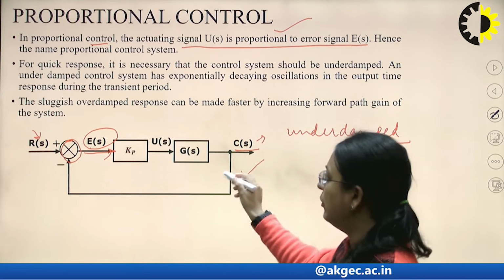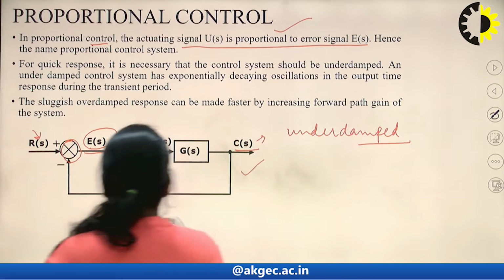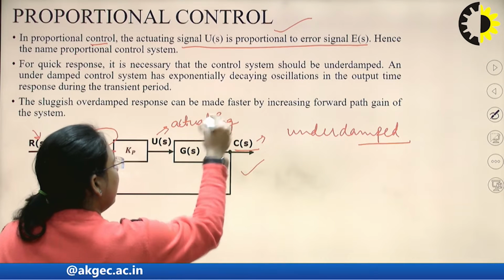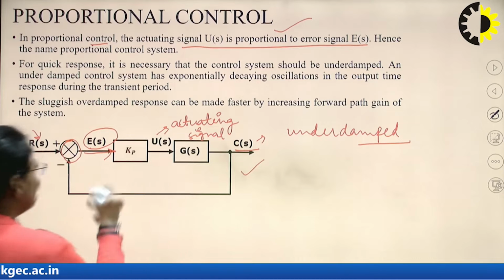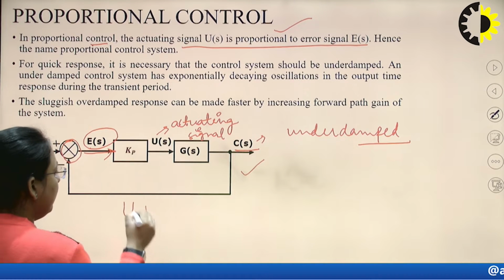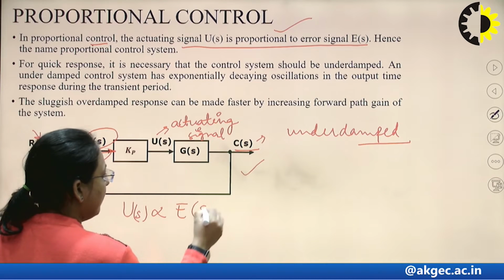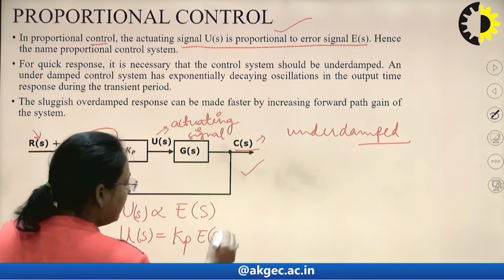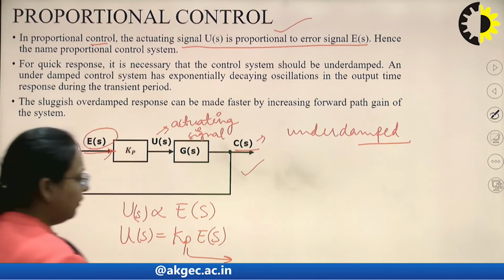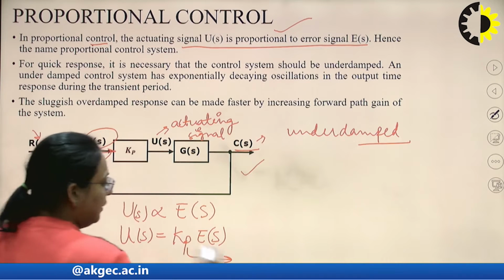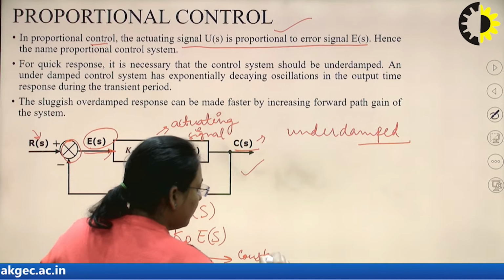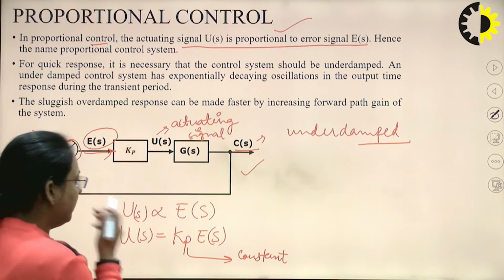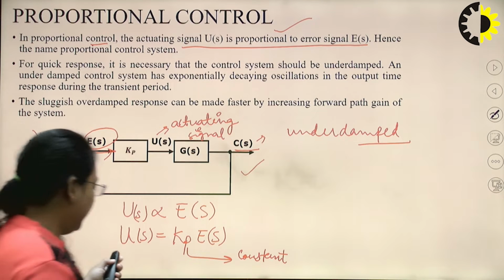This is the block diagram for the second order control system. Here you can see that U(s) is the actuating signal. U(s) is directly proportional to E(s), and we can write U(s) = Kp times E(s). Here Kp is the proportionality constant, called the proportional controller constant. This is in the S domain. So this is the proportional controller.